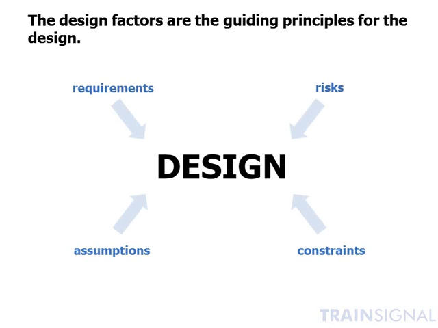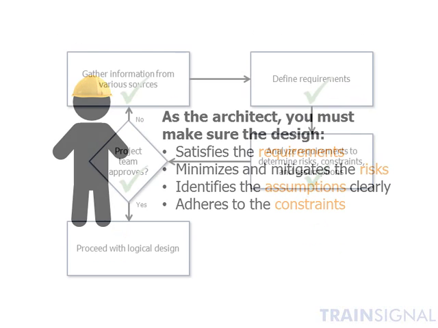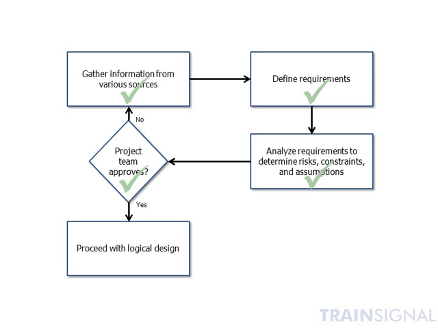And I introduced you to the idea of how, as an architect, the design has to satisfy the requirements, minimize and mitigate the risks, identify the assumptions, and adhere to the constraints. Once the design factors were determined, and I showed you how to go about determining the design factors through a requirements analysis and an assessment of the current environment or an assessment of the workloads you anticipate being placed into the environment, then the next step was to take those design factors and craft a logical design being a high-level, abstract representation of what the design needed to look like and what the design needed to do.